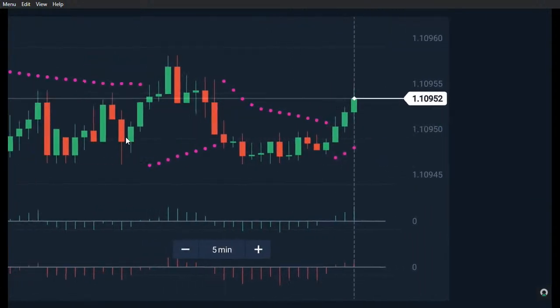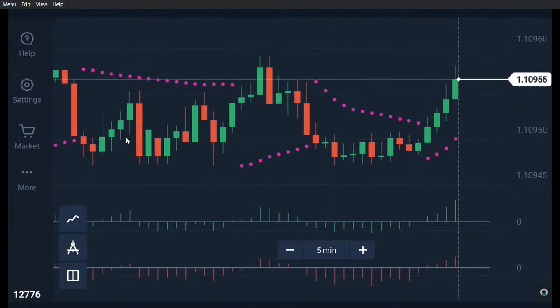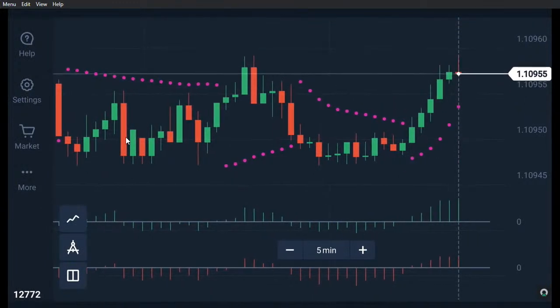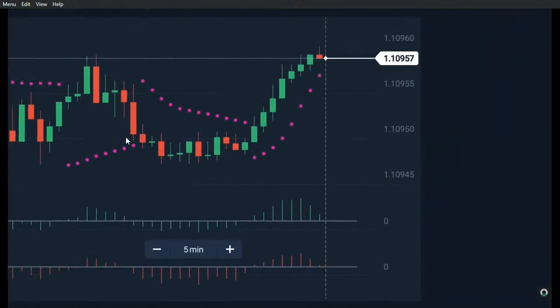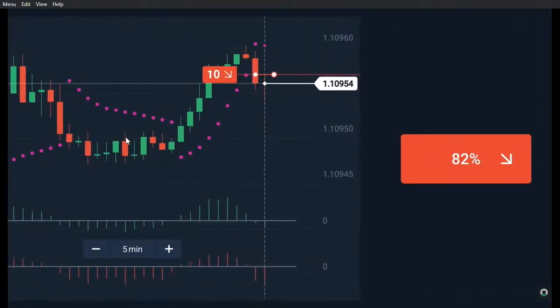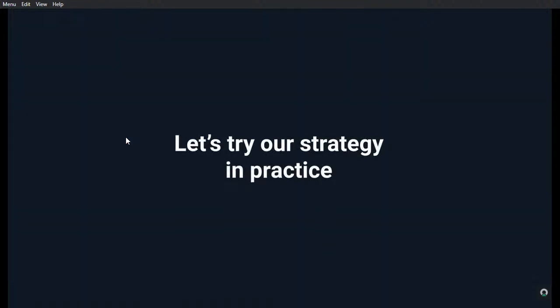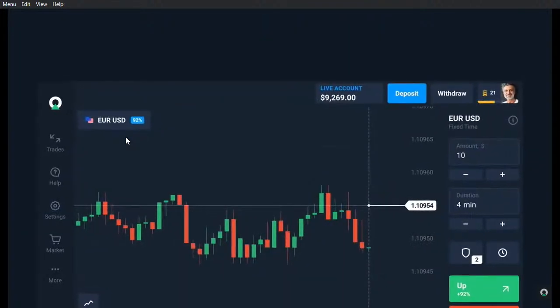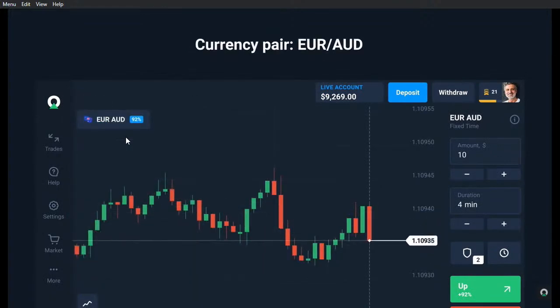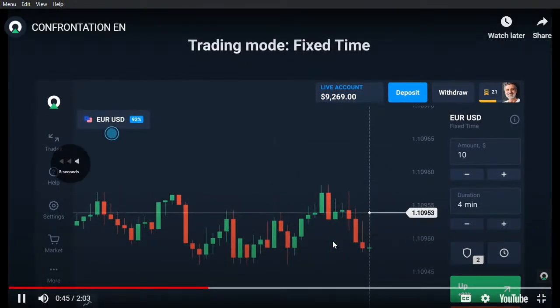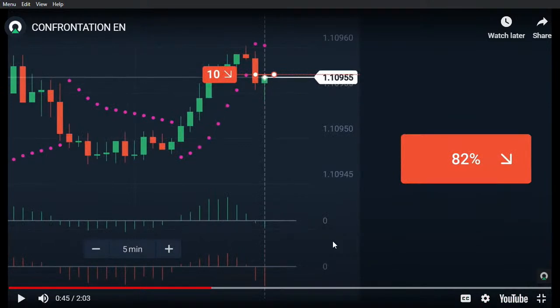Conversely, as the sellers grow stronger, the bear's power histogram bars are below zero line. If at that moment the points of the parabolic indicator are above the price chart, open a downtrade. Let's try our strategy in practice. In this example, we will open a chart for Euro Australian dollar currency pair in fixed downside trade. Downtrade. Like this. Now we can enter into a downside trade.